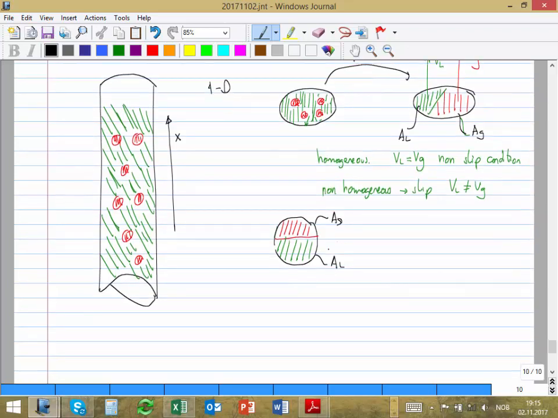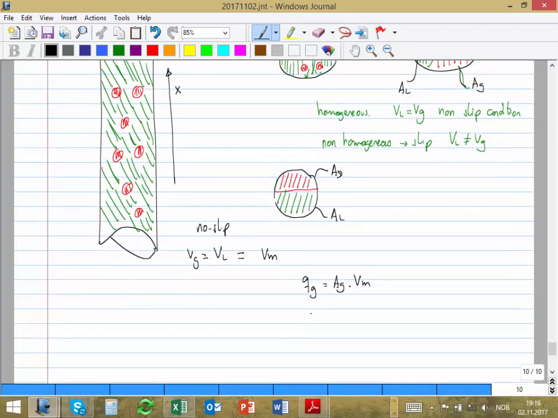Well, I know the velocity is the same for both. They have a velocity that I call the mixture velocity. For no slip, I say the velocity of the gas is equal to the velocity of the liquid, which is equal to the velocity of something called the mixture. So I can say that the Q of the gas is equal to the area of the gas times the velocity of the mixture, and the Q of the liquid is equal to the area of the liquid times the velocity of the mixture. Okay?